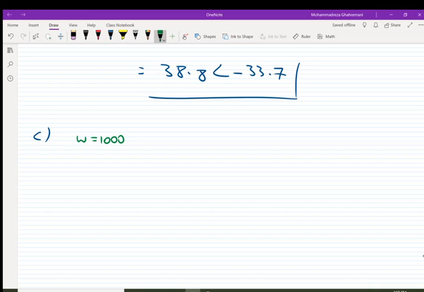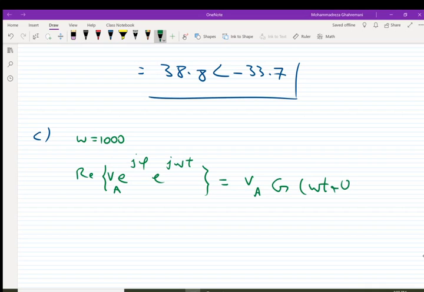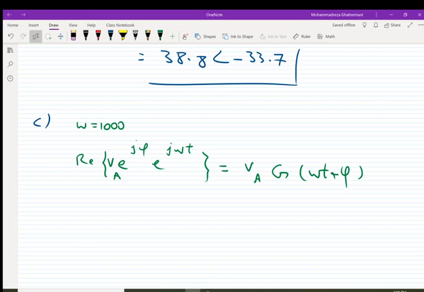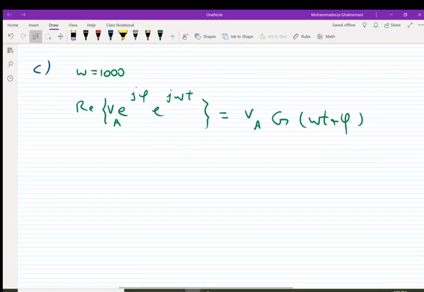We have two methods. If you remember, we write it in the form of the real part of e to the j omega t, which gives VA cosine of omega t plus phi. This is one method, and the other method is writing the equations directly from the phasor. So let me do both of them so you get the idea.